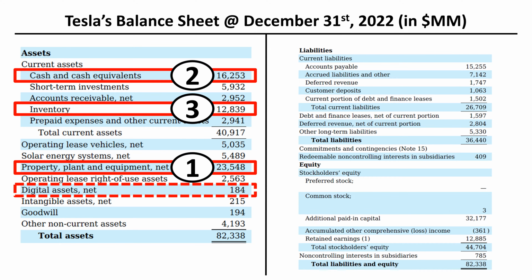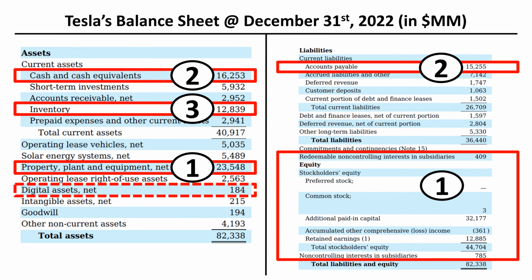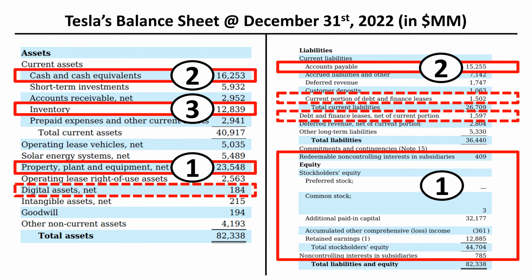Digital assets are not very large in dollar value, but such a rare and unusual item that we'll look into this as well. On the right, equity and accounts payable are by far the biggest. Together they form 74% of total liabilities and equity. Additionally, debt and finance leases are not very large, but that is exactly why they are interesting to review, as you would expect these to be a lot bigger for a company the size of Tesla.